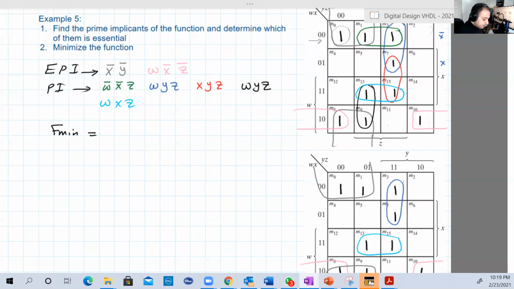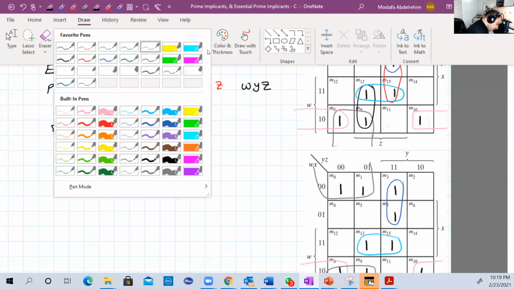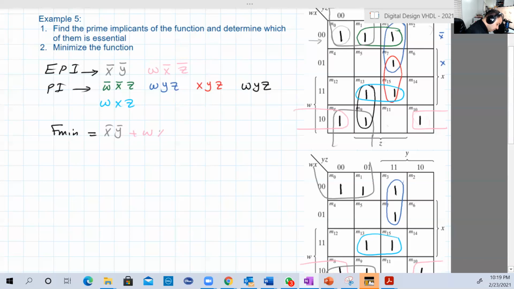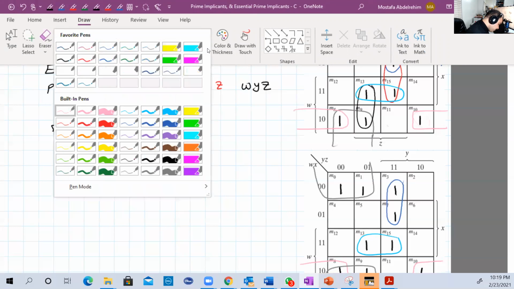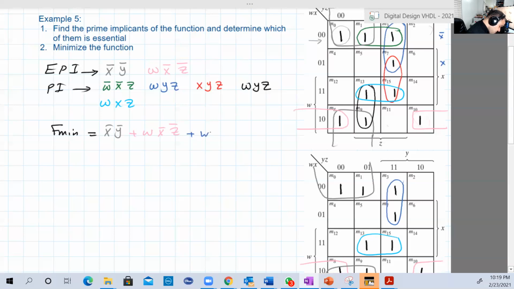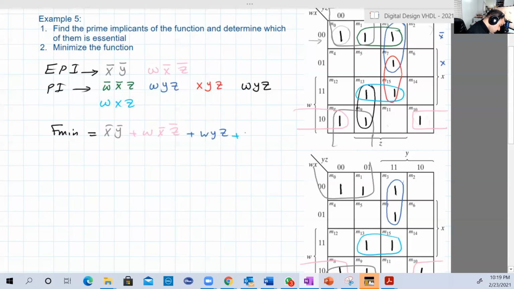Okay, and so on. So F minimum is X bar Y bar plus the pink, W X bar Z bar, plus then the blue and the cyan, W X Z. Okay, that's basically this question here. So let's now take another, our last example finally.